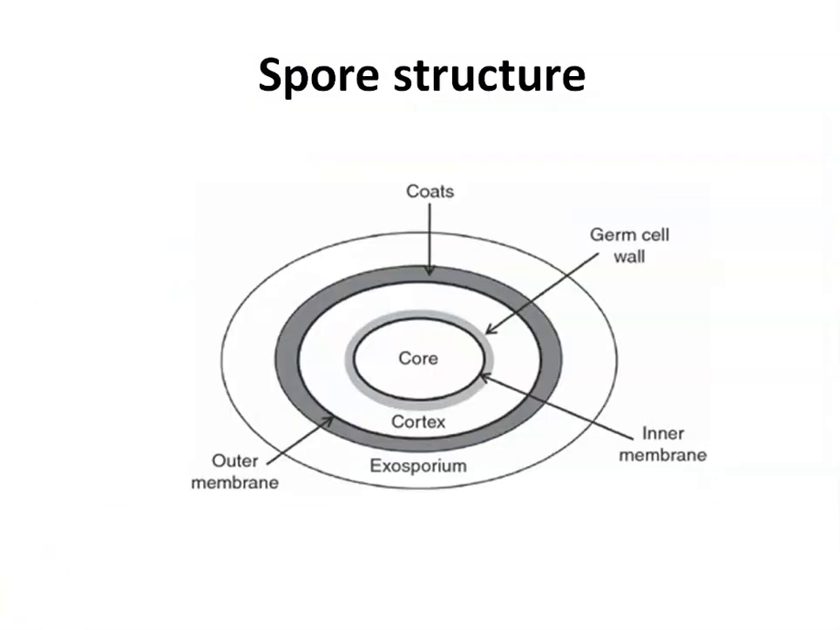So what is the structure of a mature spore? Here you can see a central core surrounded by the inner membrane, then the germ cell wall. This white part is the cortex surrounded by the outer membrane, and then a thick coat is there, this black colored dark part, and last is the exosporium. So this is the structure of a mature spore, right?